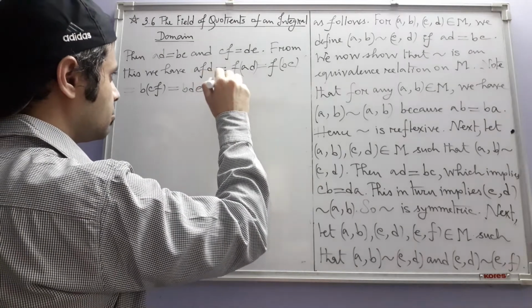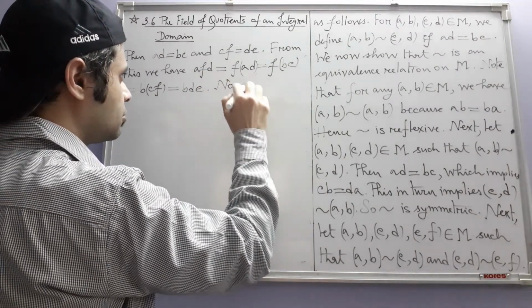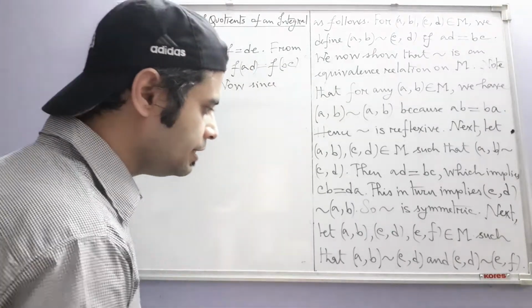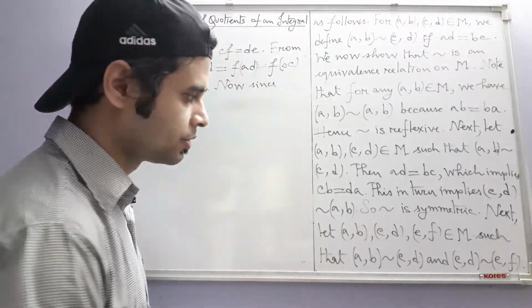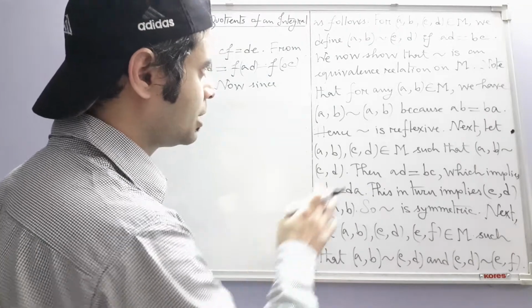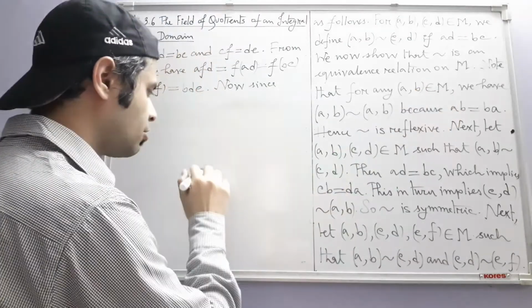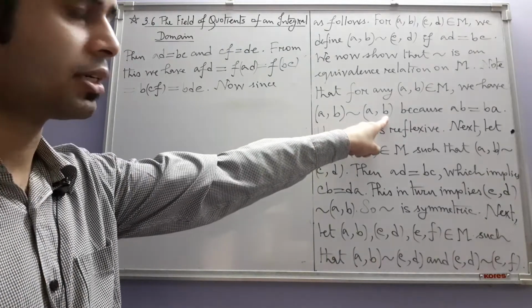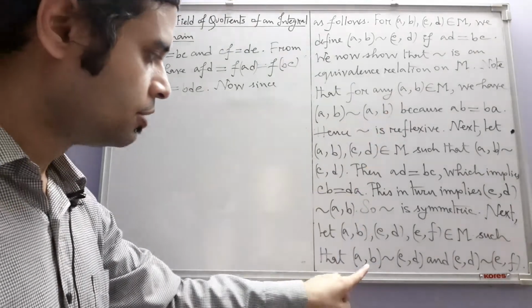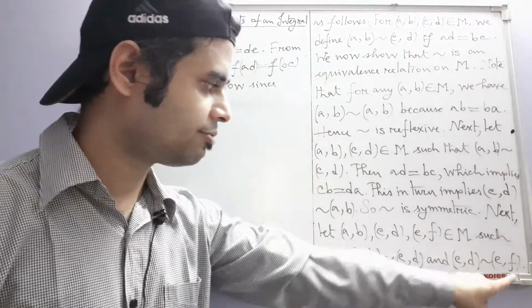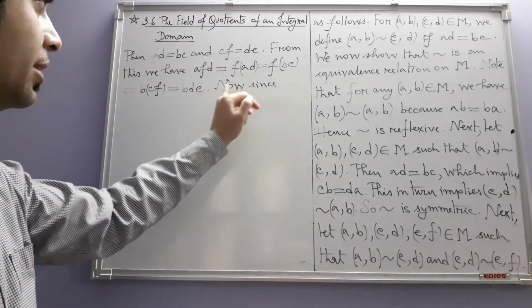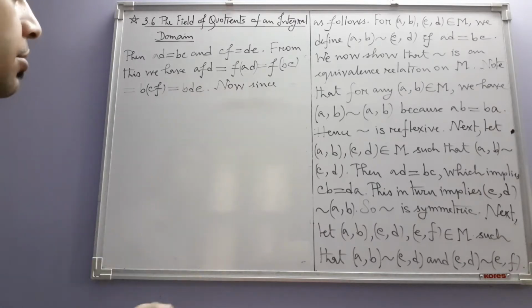Now, since D is not equal to 0, because you see, according to our definition of M, it consists of those ordered pairs where the second coordinate is non-zero. So here B, D, F, these are all non-zero. So the non-zeroness of D we can now use.